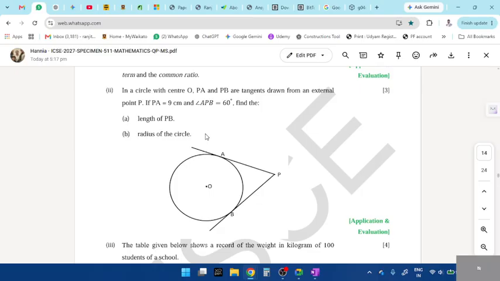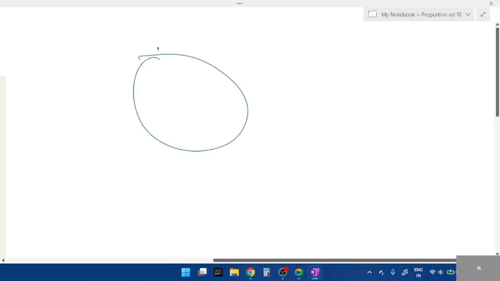What about this, students? Which chapter? Circles. What are PA and PB? Tangents. Right? Are they equal or unequal from a point? Equal. What is given in the question? In a circle, O is the center, PA and PB are the tangents from an external point. If PA is equal to 9, what is PB? 9. Those simple questions they ask. 9. APB is 60. Let us just try this and see.